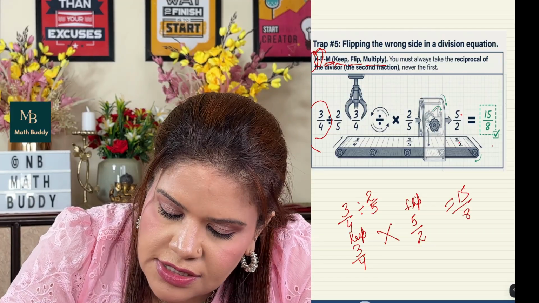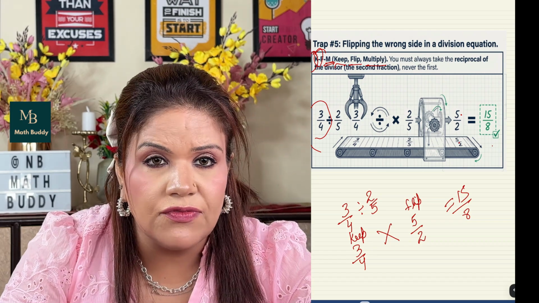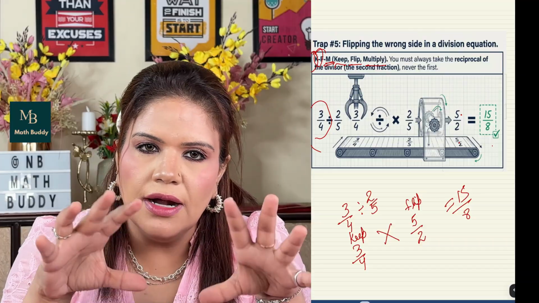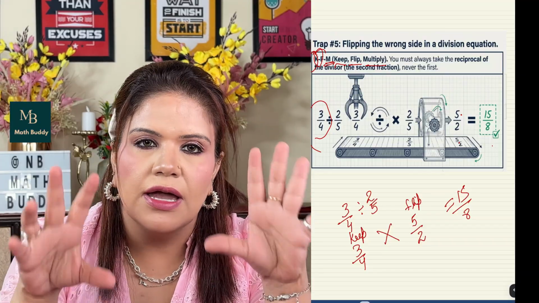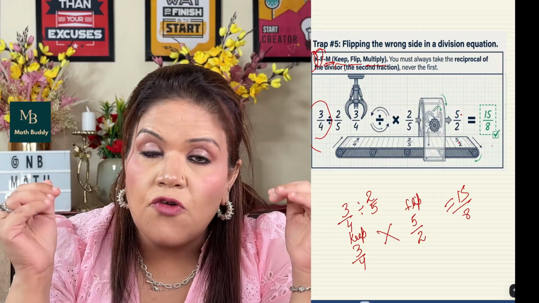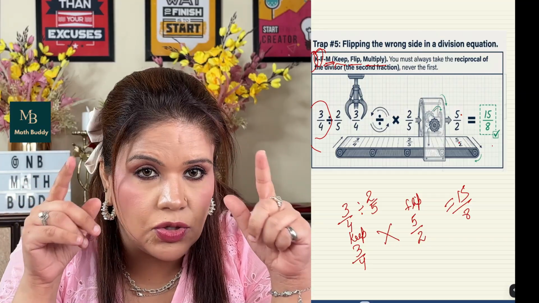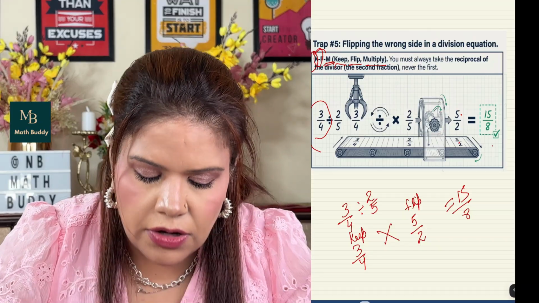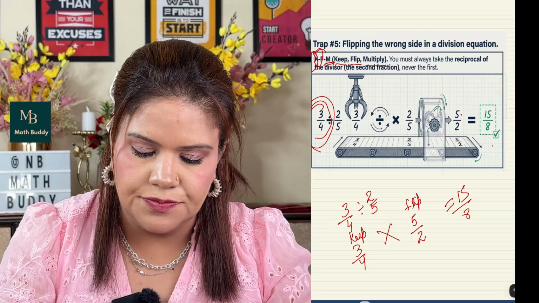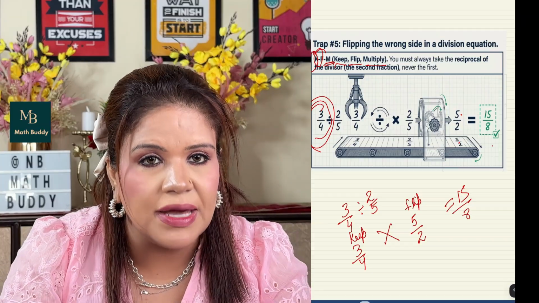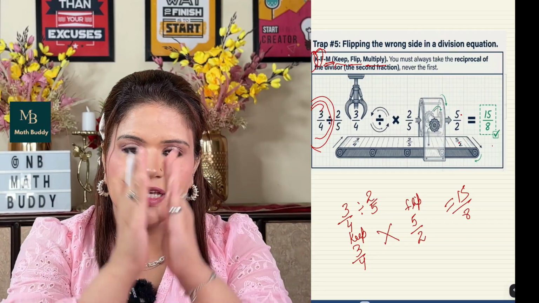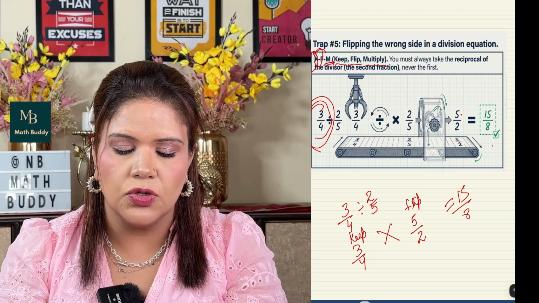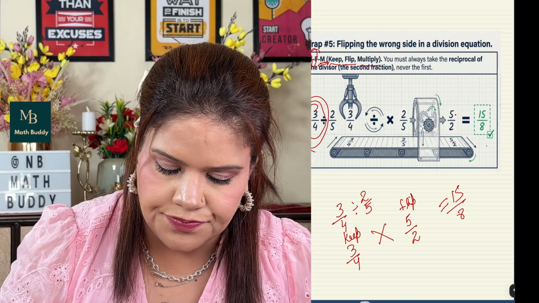So this is the right way of dividing fractions. The LCM thing you will do only in addition of fractions, multiplication is straight across, and flipping you have to do only for the second fraction in division, not the first fraction. Keep in mind that the first word is keep, so keep the first fraction as it is. The second fraction we are going to flip and then we are going to multiply.